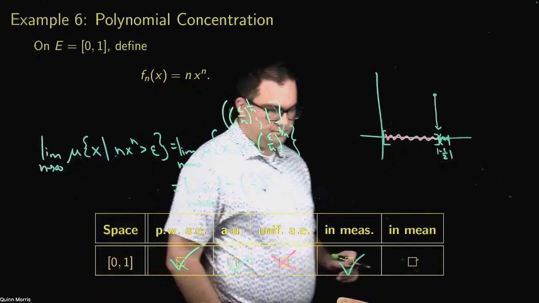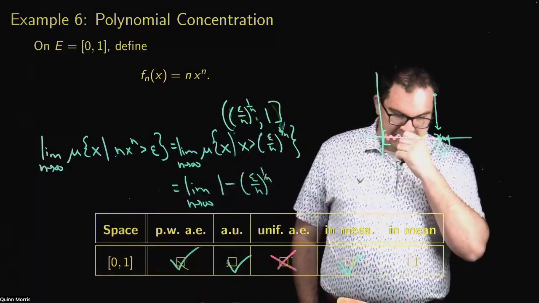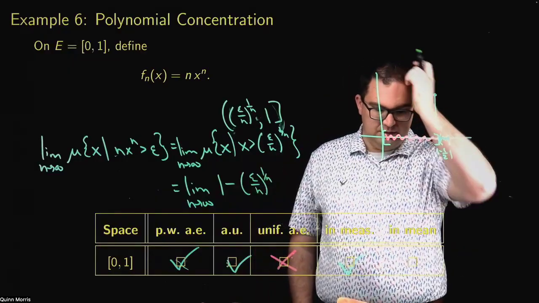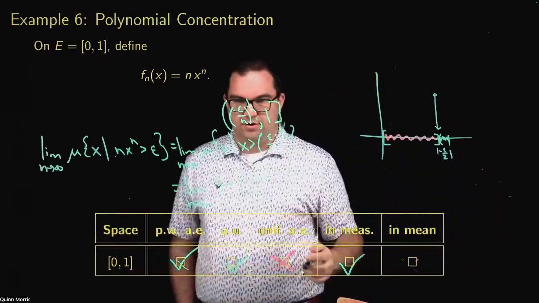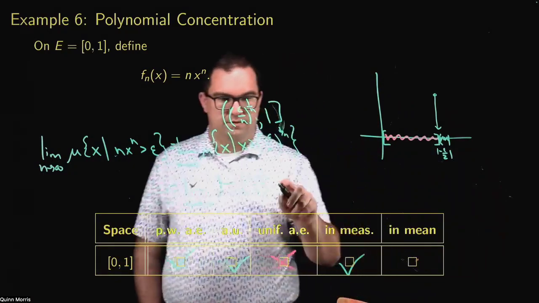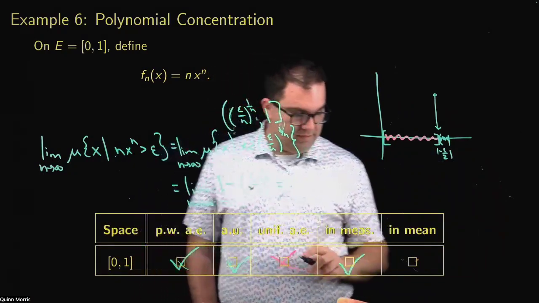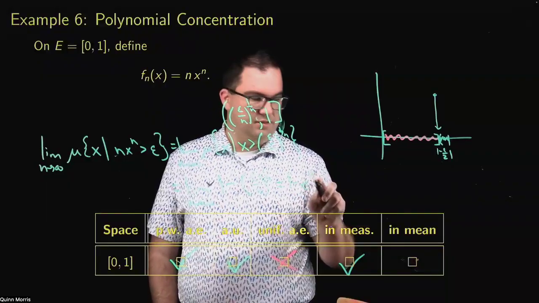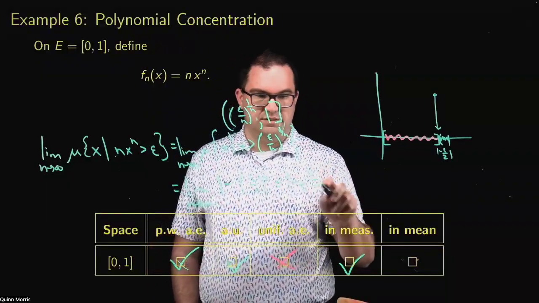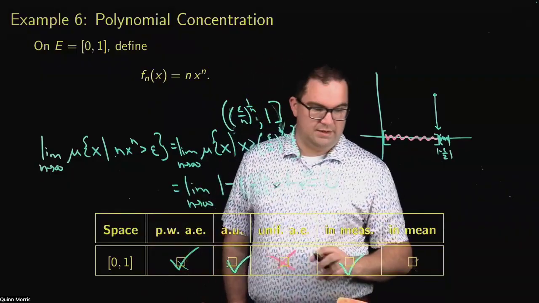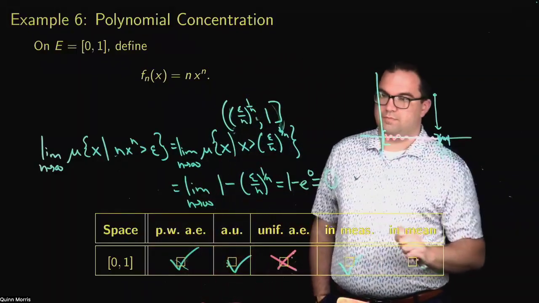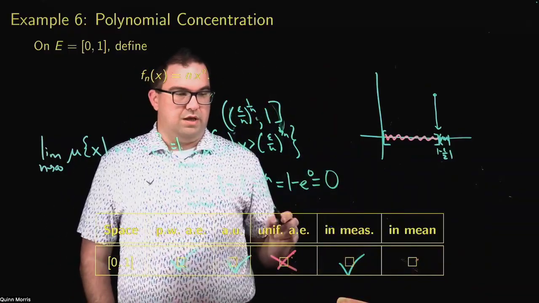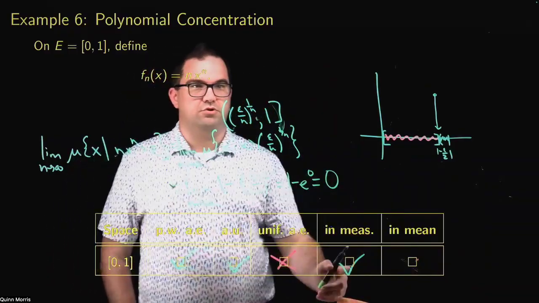Okay. And you can do a little playing around with this limit here. It turns out that this limit is in fact just 1 minus e to the 0. E to the 0 is 1, so that is 0. Okay. So we actually get that this converges in measure.